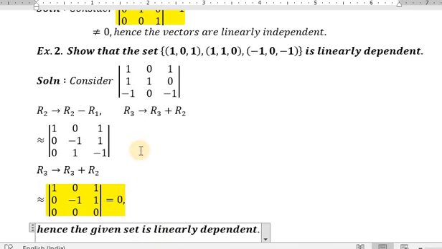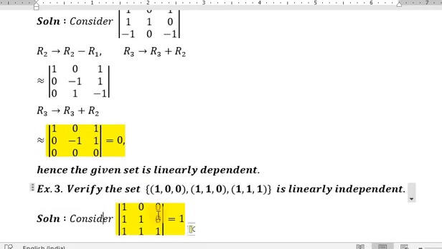In the previous problem the determinant was equal to 1, therefore it is linearly independent, and here the determinant is equal to 0, hence it is linearly dependent. Then one more problem we will work out.